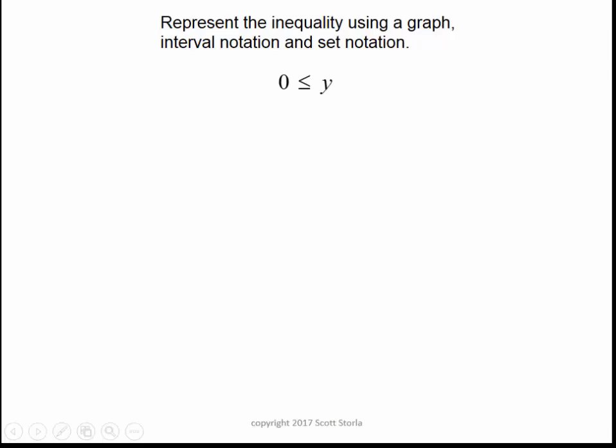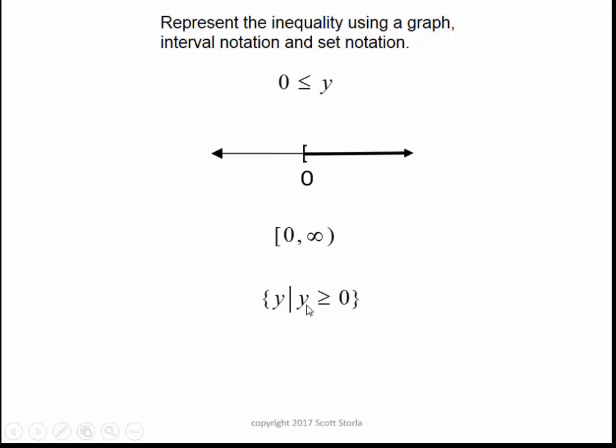Here's another. So here we're interested in all real numbers that are greater than or equal to 0. And that's going to be that set of numbers. These are the numbers that are greater than or equal to 0. And again, it's not about pointing. Here's interval notation, and here's set notation. Again, please notice that since y was the variable we began with, it's the one we use.